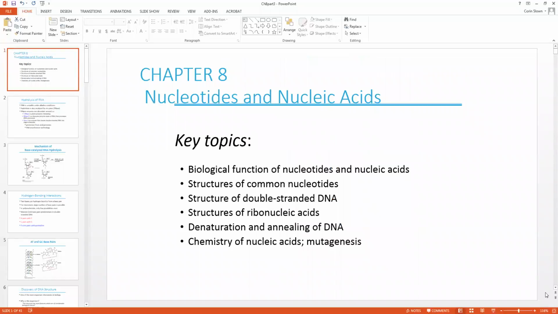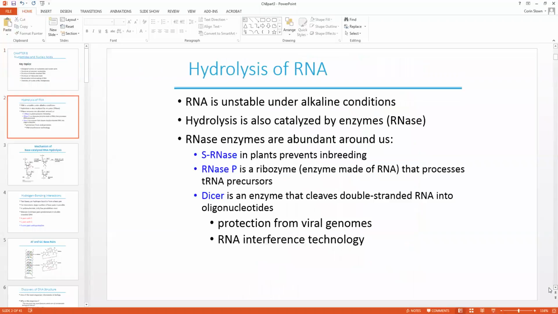So we're going to wrap up our nucleotide and nucleic acids unit today by looking specifically at the way that DNA behaves. We talked briefly about the structure of DNA and RNA. We reflected on the fact that DNA is more stable than RNA, and I wanted to go back and recap that a little bit.